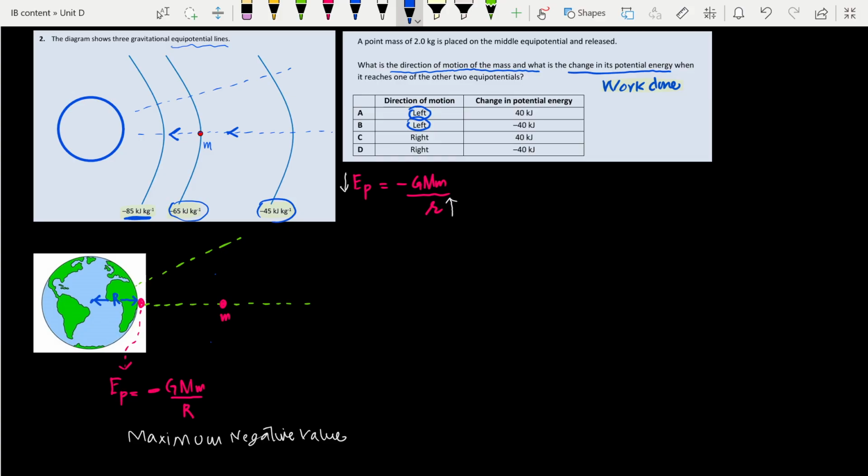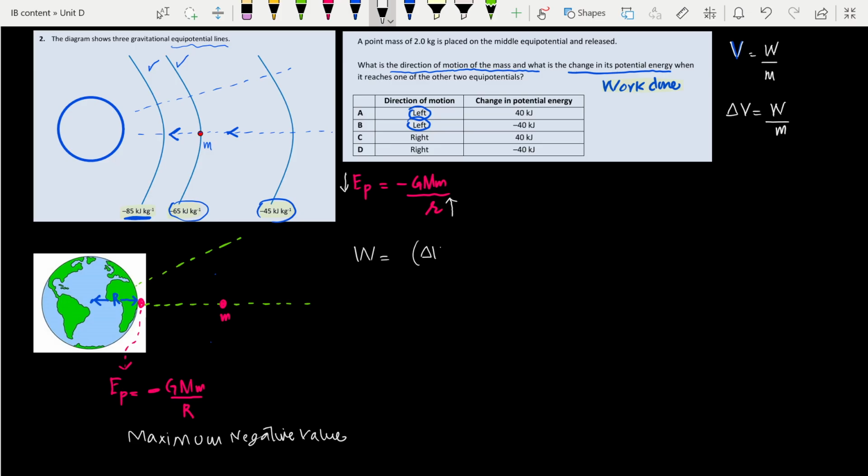We are given the equipotential values, the potential values, and you know that the potential is equal to the work done per unit mass, and the potential difference is equal to the work done per unit mass to move it from one equipotential surface to another. So you can take any two surfaces. So it is moving from negative 65 to negative 85. Let's find out the work done.